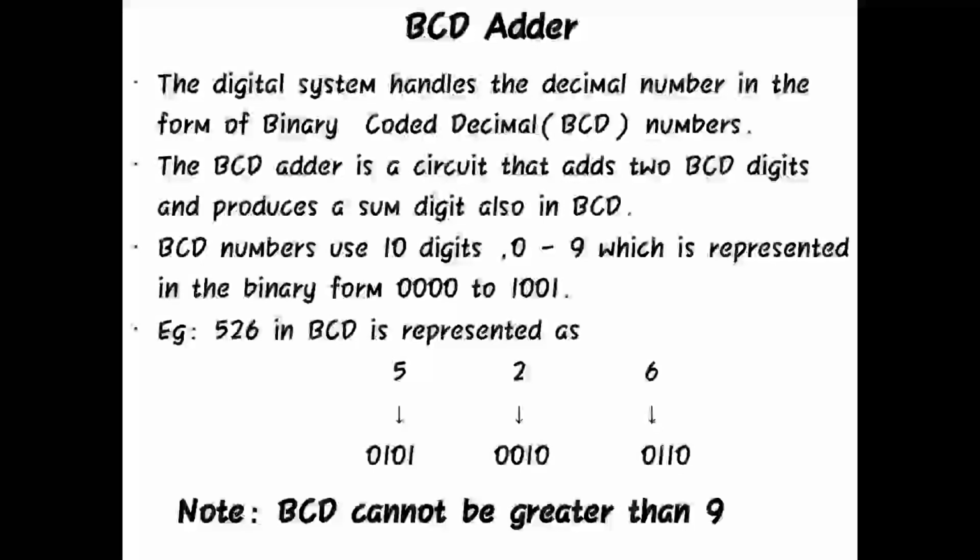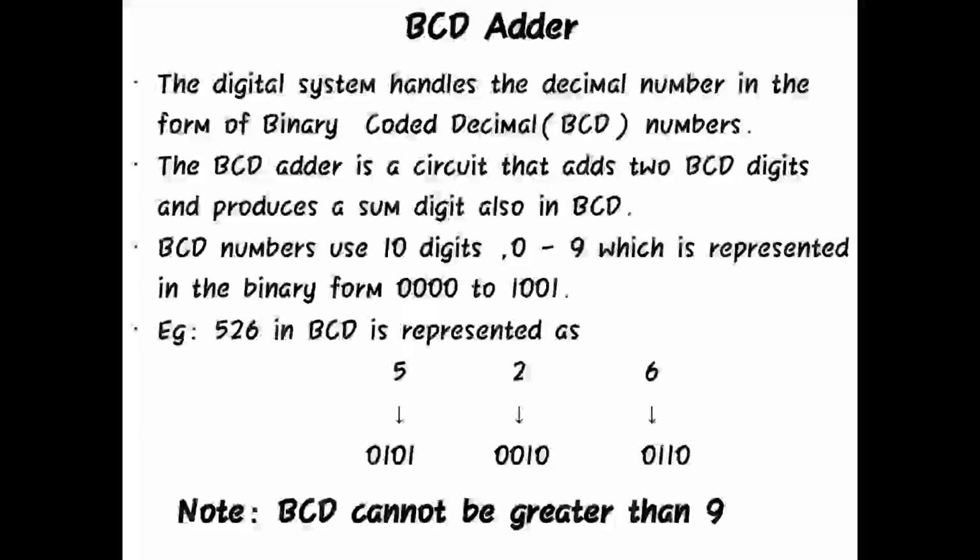If you go to the slide here, the digital system handles the decimal number in the form of binary coded decimal numbers. What is this BCD adder? Basically, a BCD adder is a circuit that adds two BCD digits and produces a sum digit also in BCD. BCD is nothing but 0 to 9. In binary, how do we represent 0? It is 0000. And how do we represent 9? 1001. So BCD is nothing but 0 to 9.